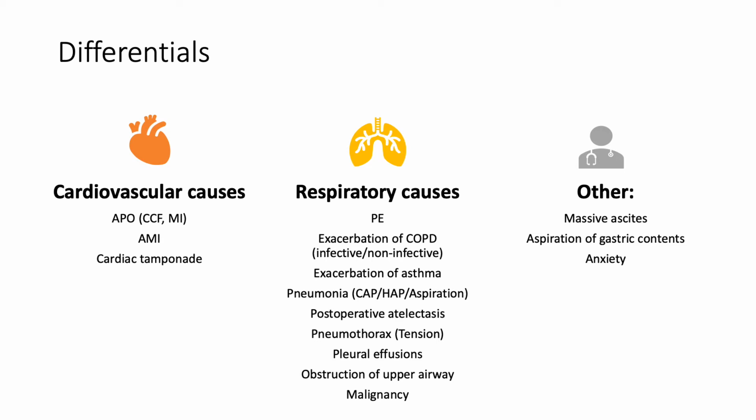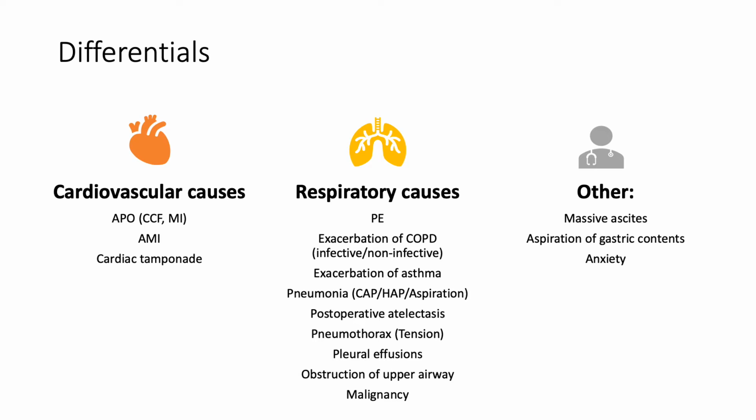So just have a think again of what stands out more in the context of the history, investigations, and examination findings that you've encountered so far. Again, APO is seeming quite likely in the context of her current presentation. It's less likely an MI now that you've done the troponins and an ECG. Her presentation isn't really in keeping with cardiac tamponade.